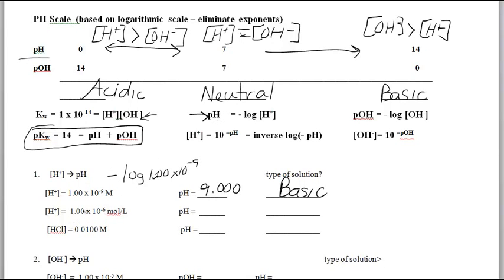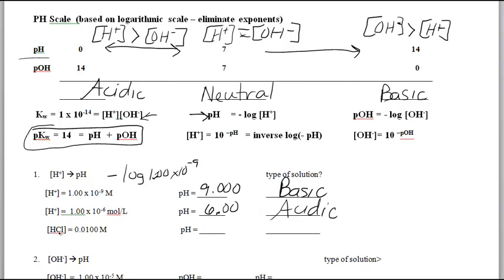So negative log of 1 times 10 to the negative 6 would be 6.00. Again, I'm going to just go ahead and go to 2 decimal places. pH of 6, this we would consider an acid or acidic solution.